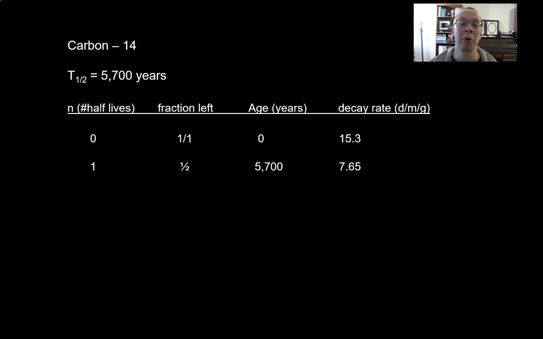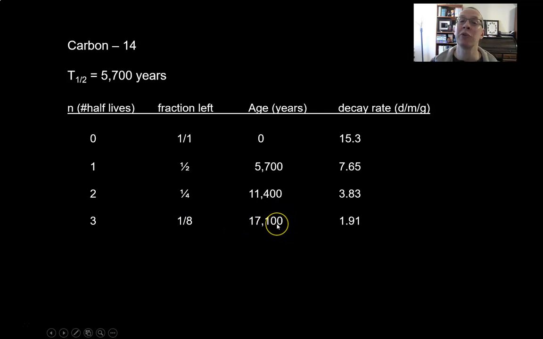If we continue our data table and move on to an additional 5,700 years, we've gone through an additional half-life, now we're up to 2, and we now have a quarter of our sample left, half of this. This value will also halve again. A third half-life will now bring us to 1/8, half of that.